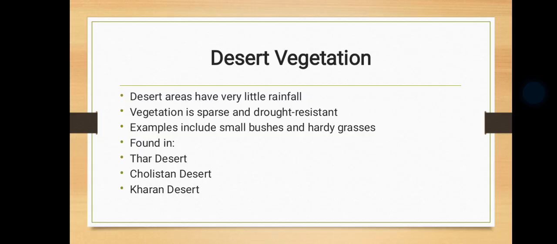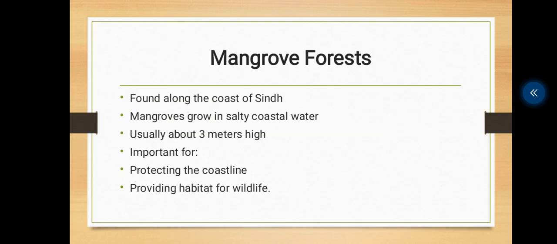Desert vegetation is commonly found in areas such as the Thar Desert, Cholistan Desert, and Kharan Desert. Although the plant life is limited, it still plays an important role in supporting wildlife and grazing animals. Next, we will discuss the mangrove forest.